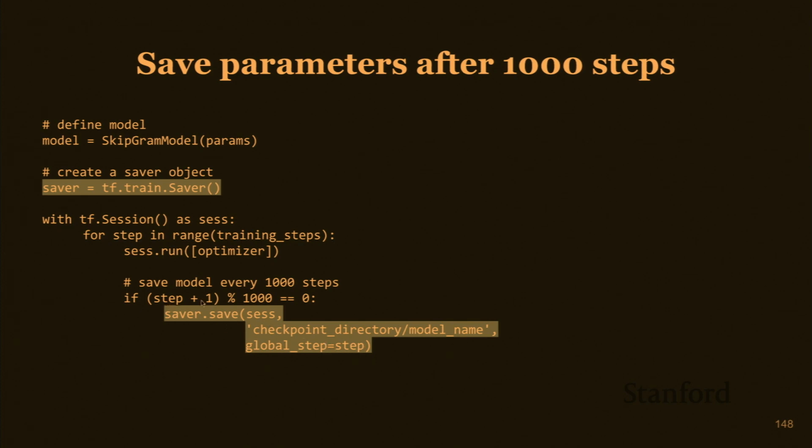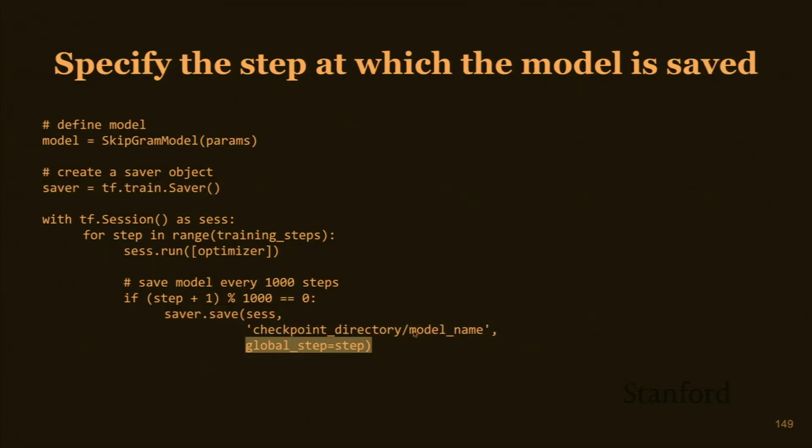So every 1,000 steps, I just save the session. The session stores all the variables, so you can save all the variables in a binary file in the directory that you specify. As for global step, when you have many different checkpoints, you would like to know which checkpoint corresponds to what step, right? For example, you want to save at 1,000, 2,000, 3,000. So you pass in the variable global step, and it will be appended to the end of the checkpoint name. So you can choose to restore at any point you want.